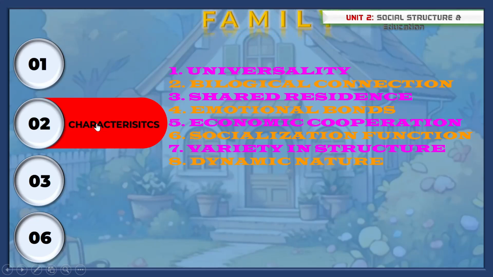Family is a primary agent of socialization, developing skills and habits, teaching norms and values, instilling a sense of self, providing emotional support, preparing for future roles, impacting identity formation, influencing behavior. In essence, the family's socialization function is a cornerstone of social development, ensuring that individuals are prepared to participate in and contribute to society. Then seventh one is variety in structure.